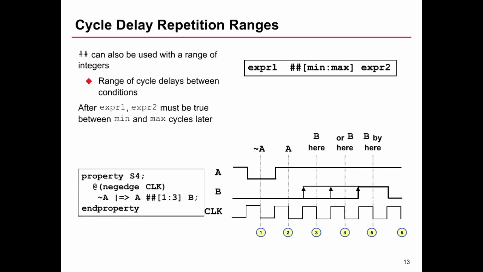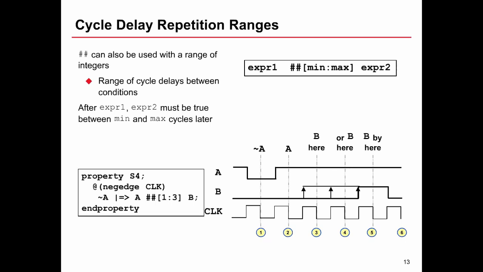So what we're saying with that is we don't care whether there's a 1 cycle, 2 cycle or 3 cycle delay between A and B, but it has to be one of those. So we've allowed multiple possibilities for that property passing there. And we've described just what we're interested in. We're not interested in knowing whether it was 1, 2 or 3. Just any of those will do.